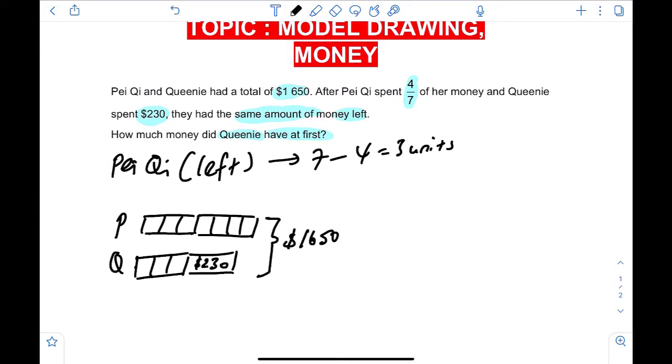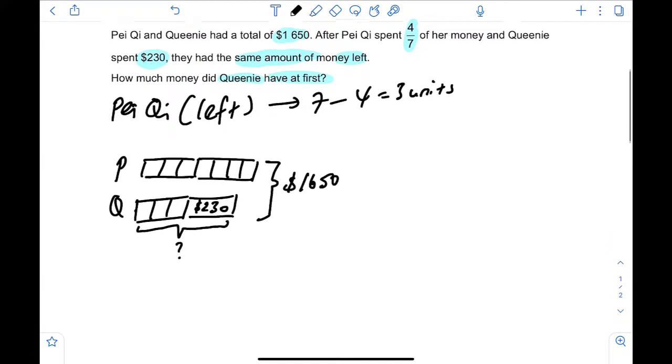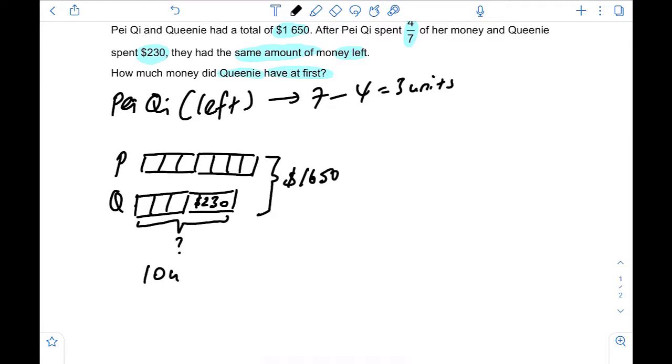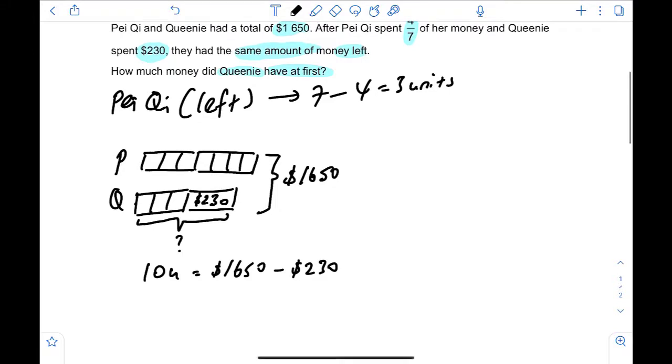Okay, so when we take 1650 and we minus away 230, we can get the value attached to 1, 2, 3, 4, 5, 6, 7, 8, 9, 10 units. So from there we should be able to find how much Queenie had at first. So 10 units will be equal to 1650 minus 230. 10 units is $1,420.